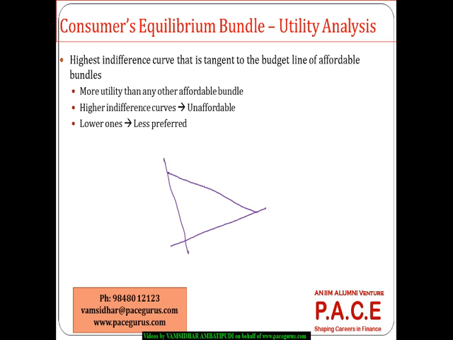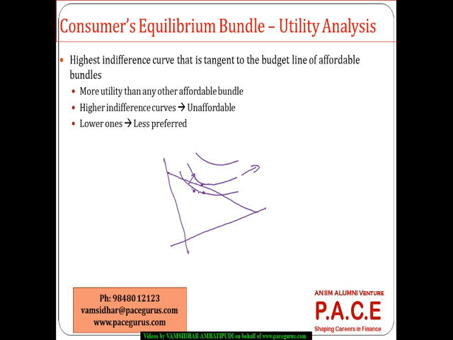Let's say I have a budget constraint like this, I have one indifference curve like this, another parallel indifference curve like this, another parallel indifference curve like this. Now, on this indifference curve, this is an affordable bundle, this is an affordable bundle. But if you see these points, they are affordable but typically less preferred. Whereas this is having a higher utility level, but at the same time, it is affordable.